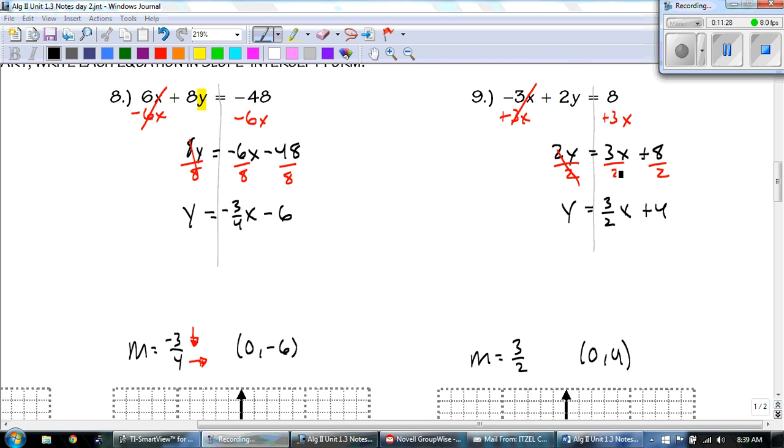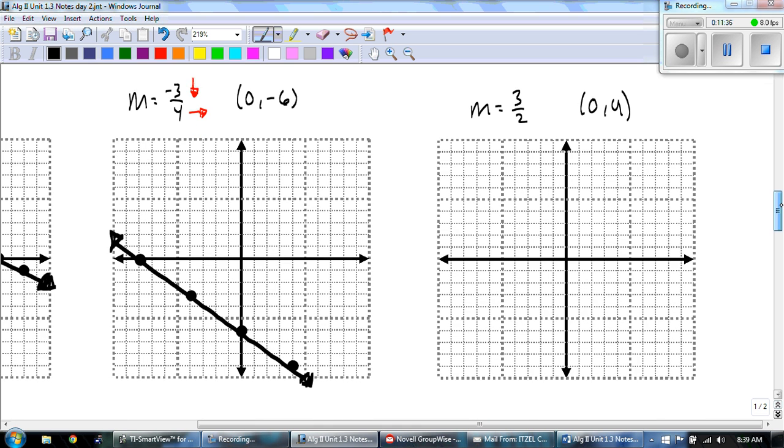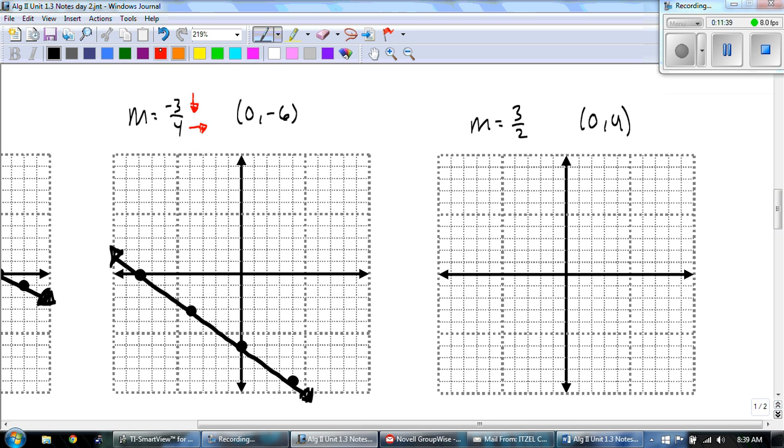Okay, so I added the 3x, so 2y equals 3x plus 8. Divide by 2, we get y equals 3 over 2 x plus 4, which means my slope is 3 over 2, and my y-intercept is (0, 4). 3 over 2 means I'm going up 3 to the right 2. I begin at (0, 4), go up 3 over 2, up 3 over 2, and then I'm going to complete my pattern in the opposite direction.